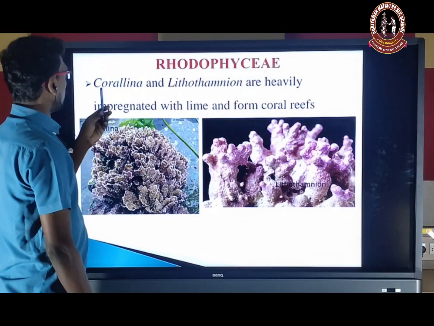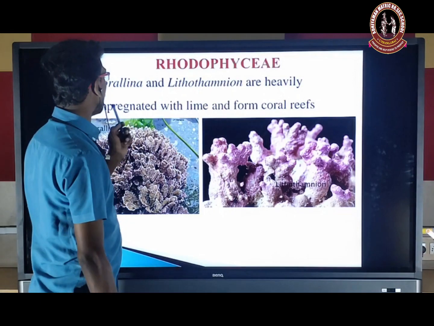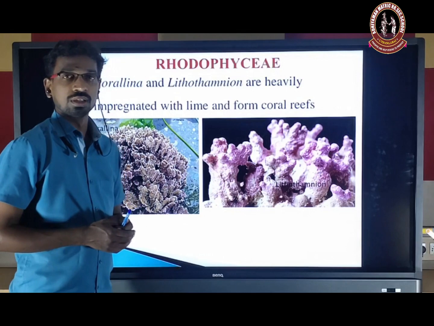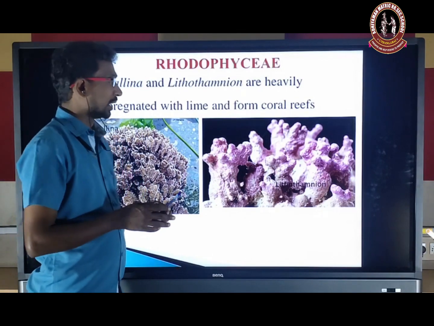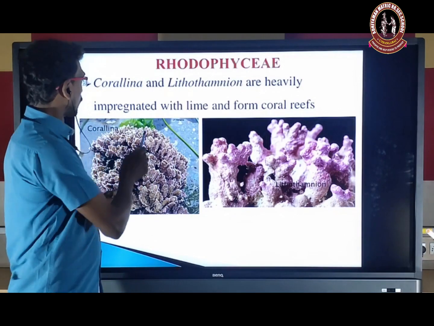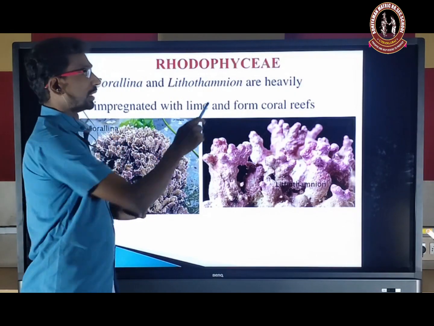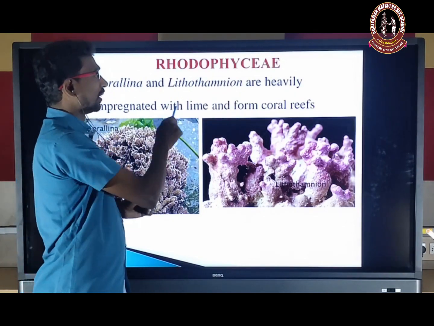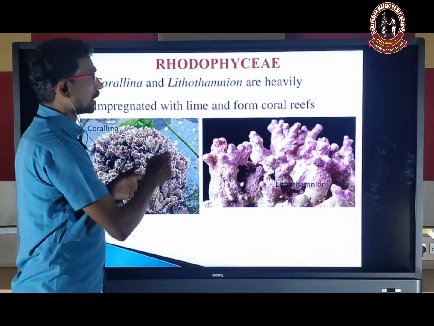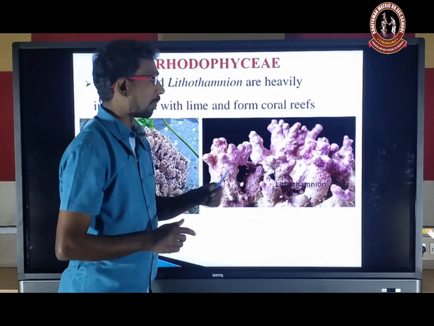Next, Corallina and Lithothamnion. They are heavily impregnated with lime and form coral reefs. So the coral reef is formed by these two red algae. Due to the deposition of lime, a coral reef-like structure is formed. So that is Corallina and Lithothamnion.